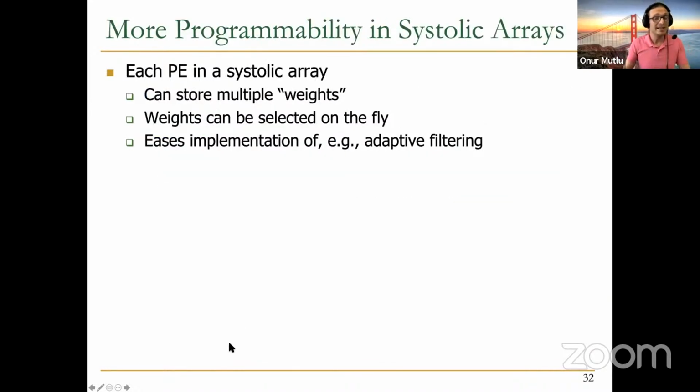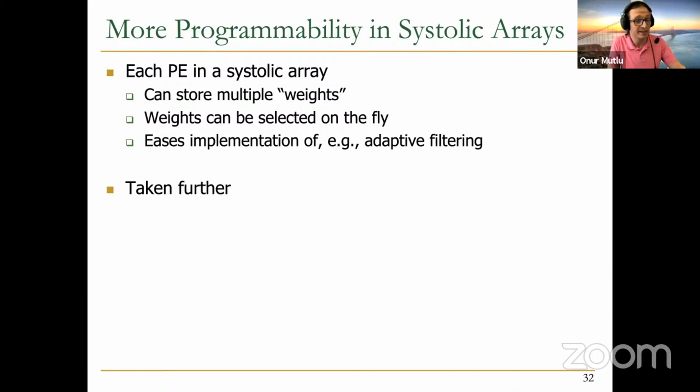Okay, so people later tried to improve programmability in systolic arrays. Basically, each processing element in a systolic array was changed to store multiple weights. Weights could be selected on the fly, for example. This could answer some of your questions, for example. How do you decide which weight to use? So if you want to do adaptive filtering, for example, you may want to decide one weight set or another weight set. So basically, people added more programmability inside the systolic array to ease the implementation of different operations and maybe make this systolic array more general.